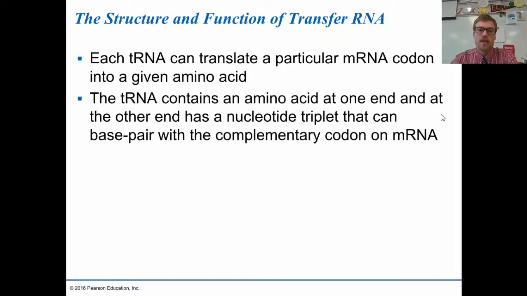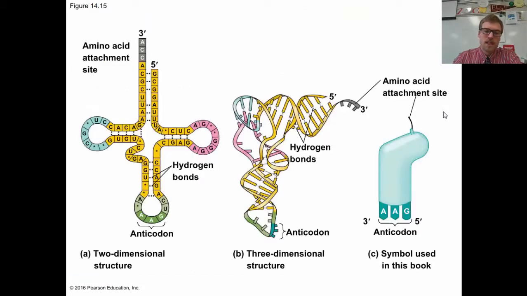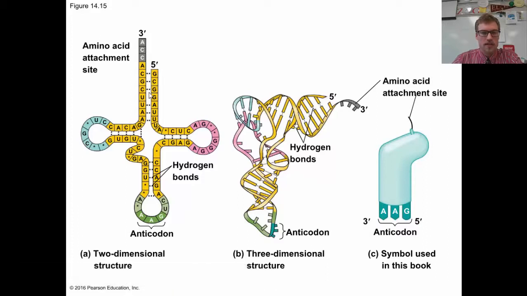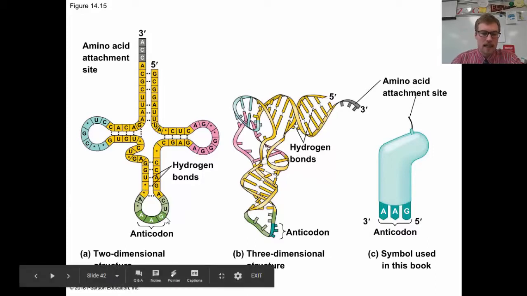So each tRNA can translate a particular mRNA codon into a given amino acid, which is why it's called translation. The tRNA contains an amino acid at one end, and on the other end it has an anticodon that is complementary with the codon in the mRNA. So this is what the tRNA looks like. Here is the anticodon. There are hydrogen bonds between the bases that hold it together and give it its kind of T shape, which is another reason why it's called tRNA. And it has the anticodon, again, that is going to match up.